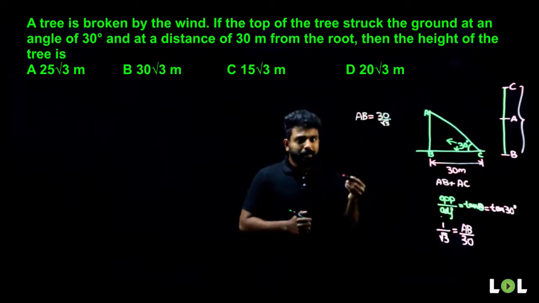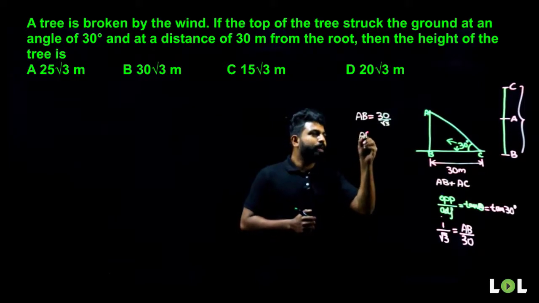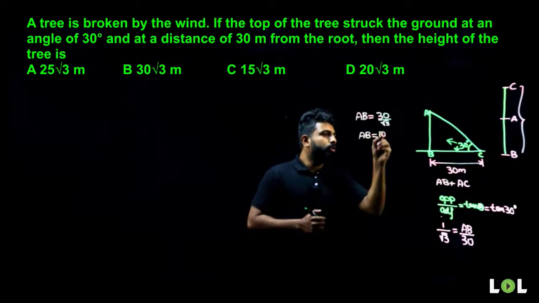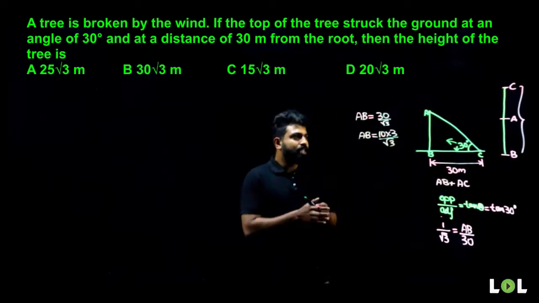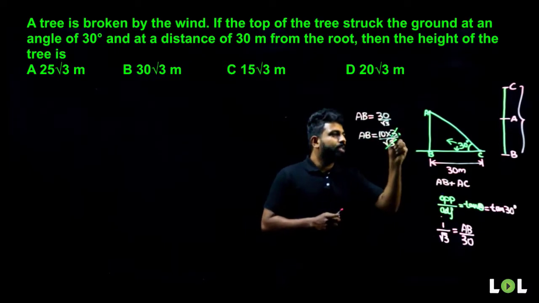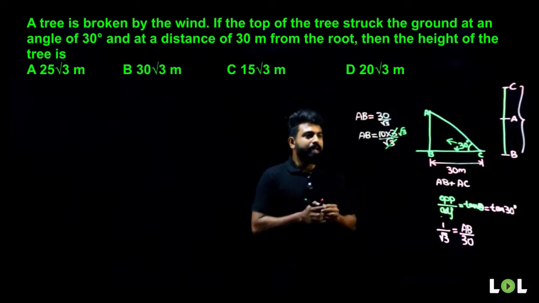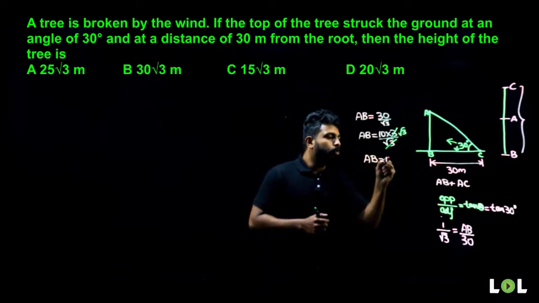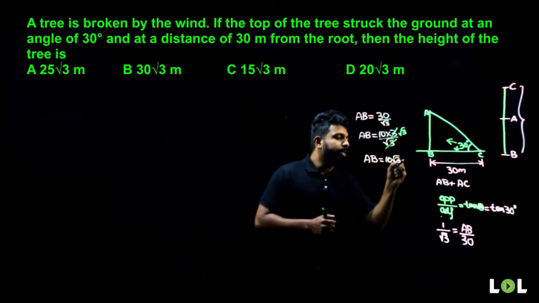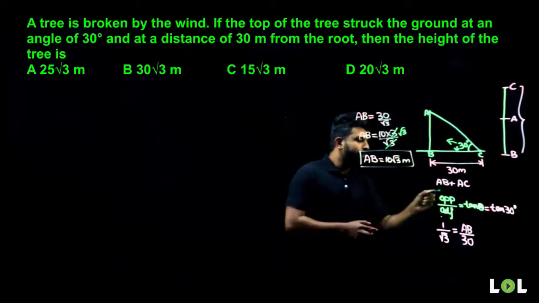So how can I write 30? 30 can also be written as 10 into 3, the whole divided by root 3. Now if I cancel root 3 and 3, what will be remaining? Root 3 will be remaining. So what will be my value of AB? AB will be equal to 10 root 3 meters. So we have found out AB here. We've got the length of AB.